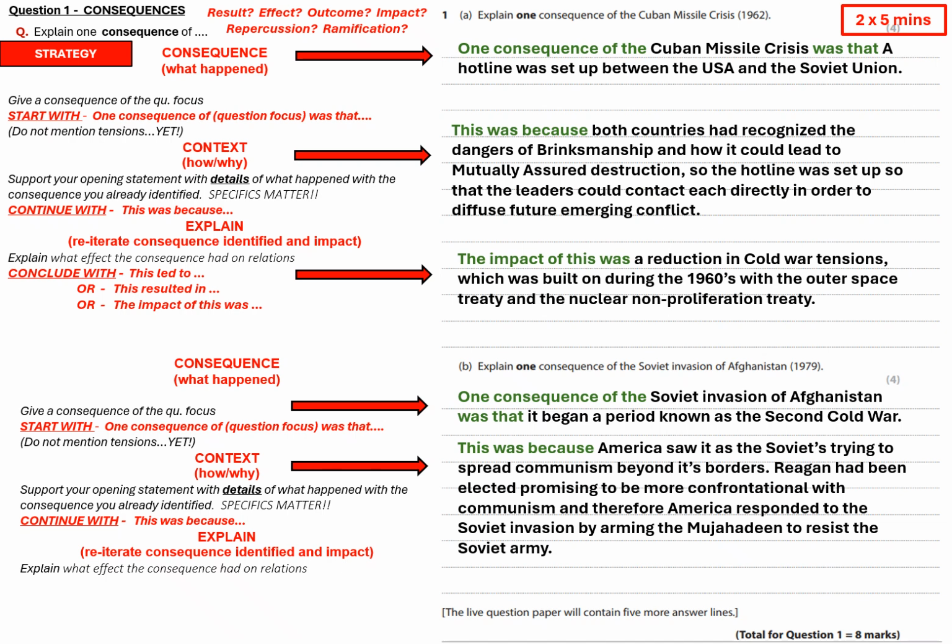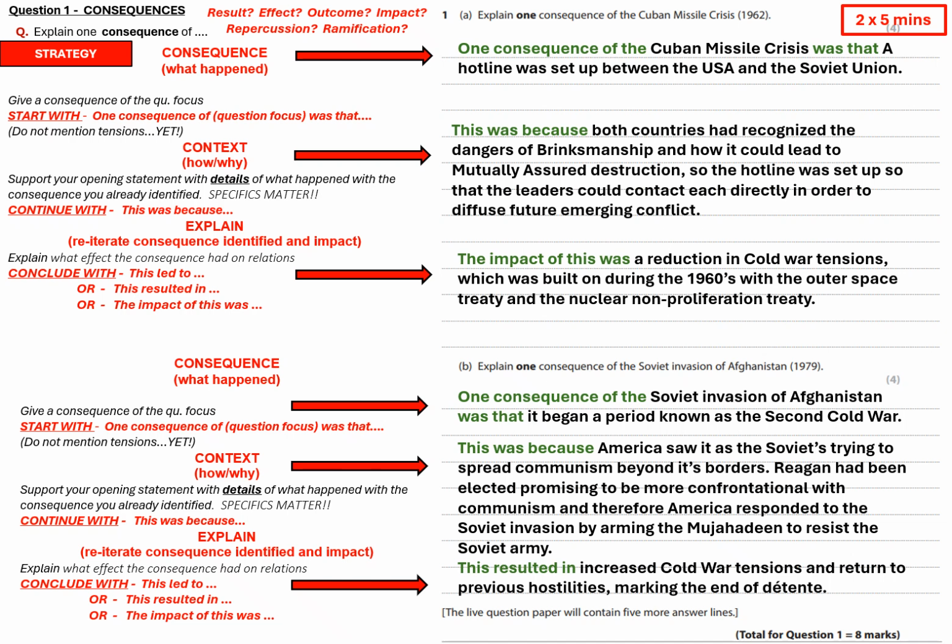So I said it began a Second Cold War, and I said why and how, what that Second Cold War looked like. And now, to finish, I'm going to summarize with what the impact of all this was on relations. Did the relations get better or worse? And I'm going to do that by saying something along the lines of this led to, or this resulted in, or the impact of this was, and I'm going to say this resulted in increased Cold War tensions and a return to previous hostilities, marking the end of détente.